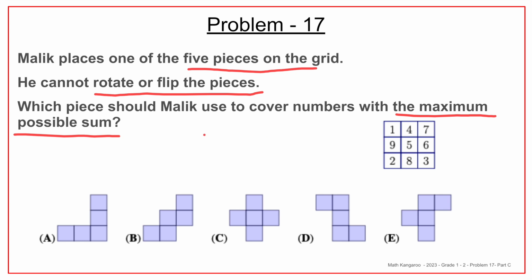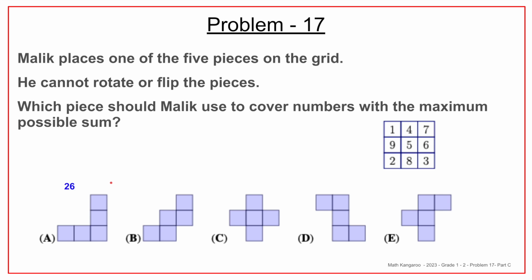So how can we solve this problem? We will go through each option, sum them all and see which has the maximum sum. So let's keep this option. So we keep it here 7, 6, 3, 8, 2. So we have 2 plus 8, 10, 10 plus 3, 13, 13 plus 6, 19, 19 plus 7, 26. So this option A, sum is 26.